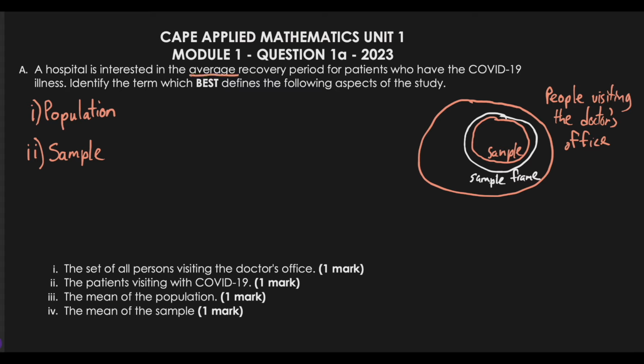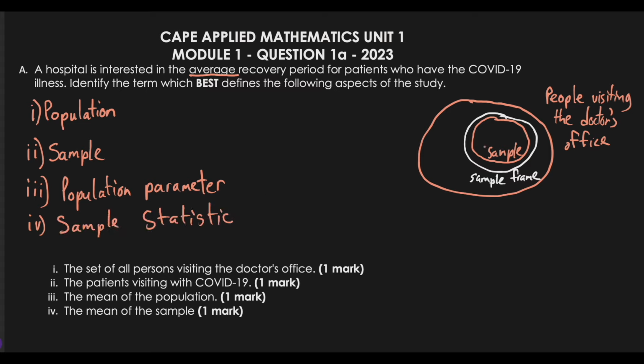Now, average goes into the next question. It says the mean of the population. What represents the mean of the population? So when we are talking about the mean of a population, or any data that represents the entire population, we call that the population parameter. Now, when we refer to it for only a sample, so in this case the mean of the sample, we call that the sample statistic. So once we collect from this little sample here, we refer to that as the sample statistic.